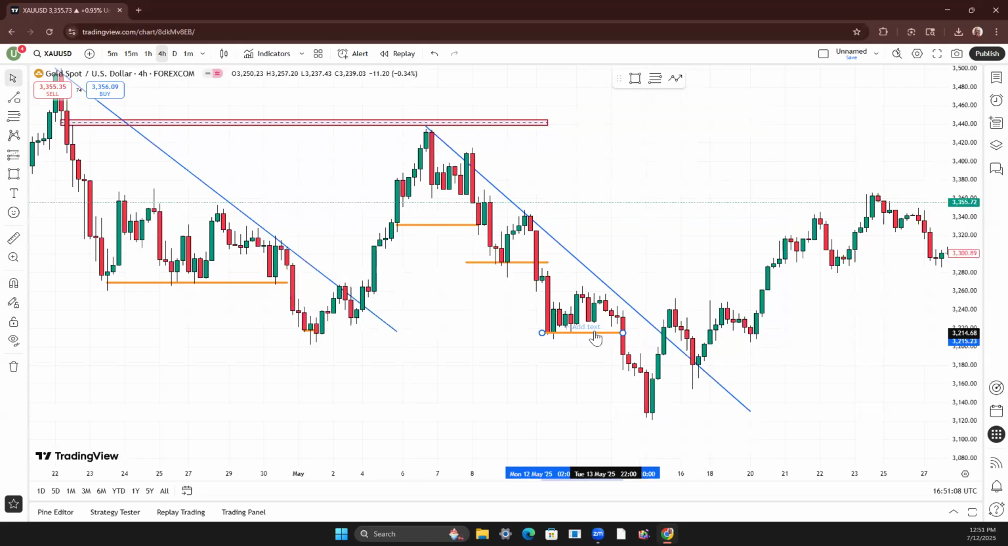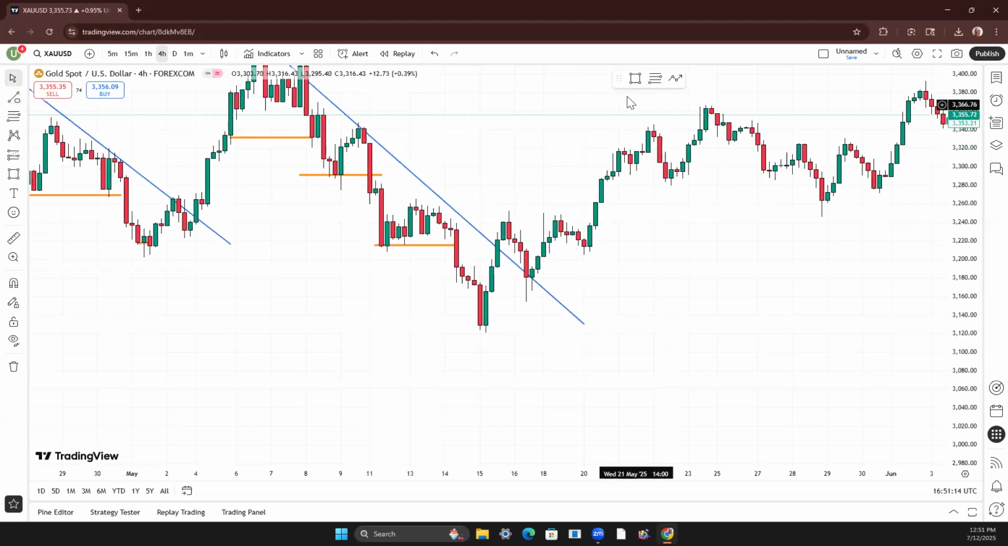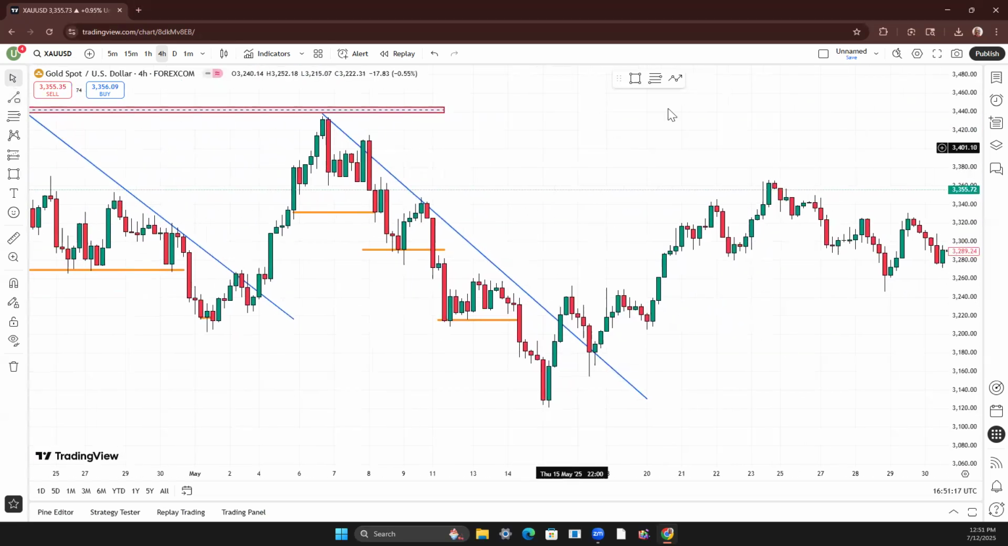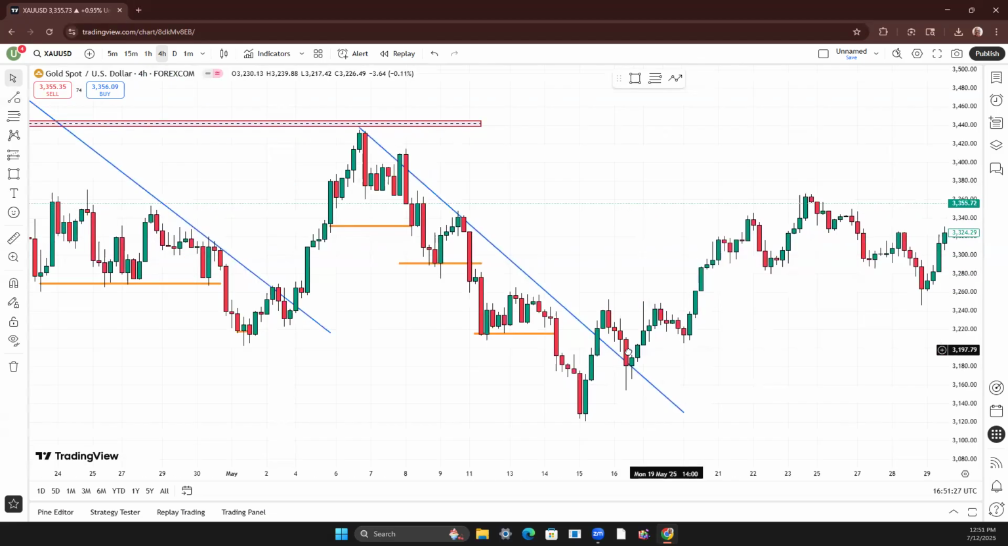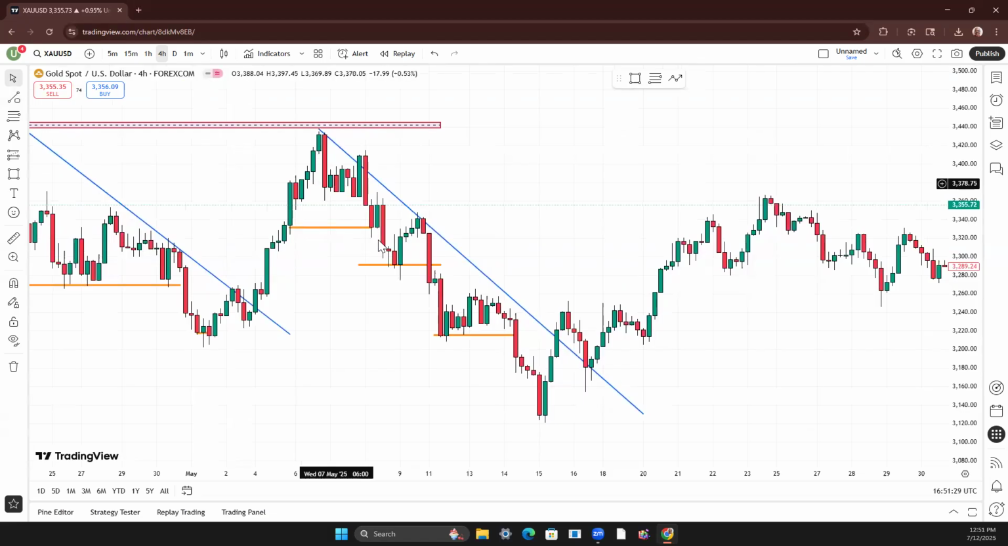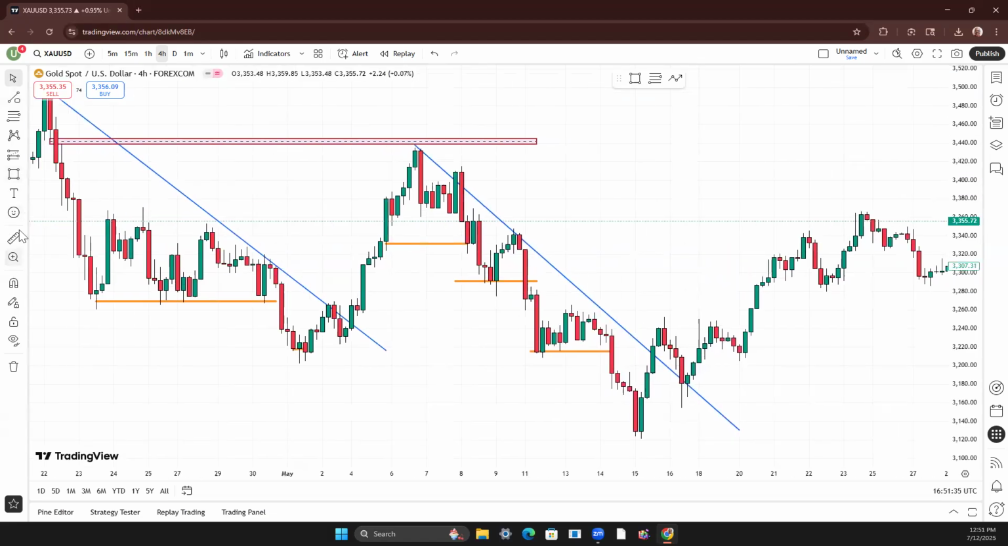Whenever there's a break in structure, mark it out. And then lastly, there's no more break of structure because as you can see, it did a change of character on the right side. So where would you enter these trades? You would enter these trades on the pullback. All right, so let's mark that out.